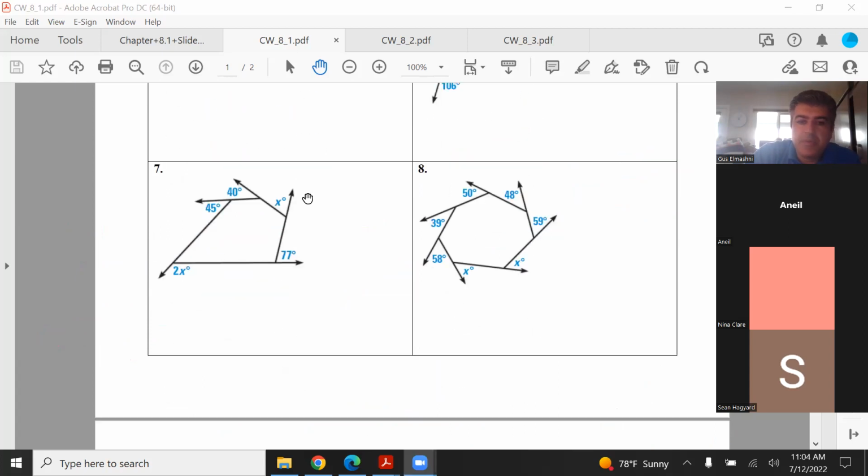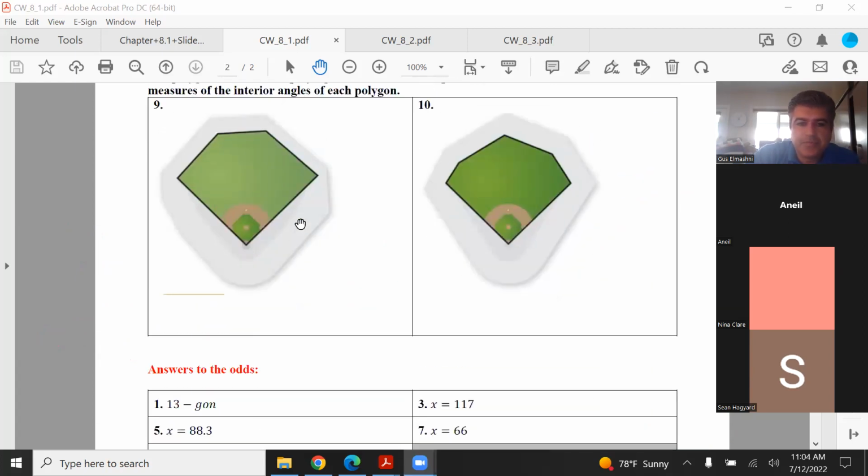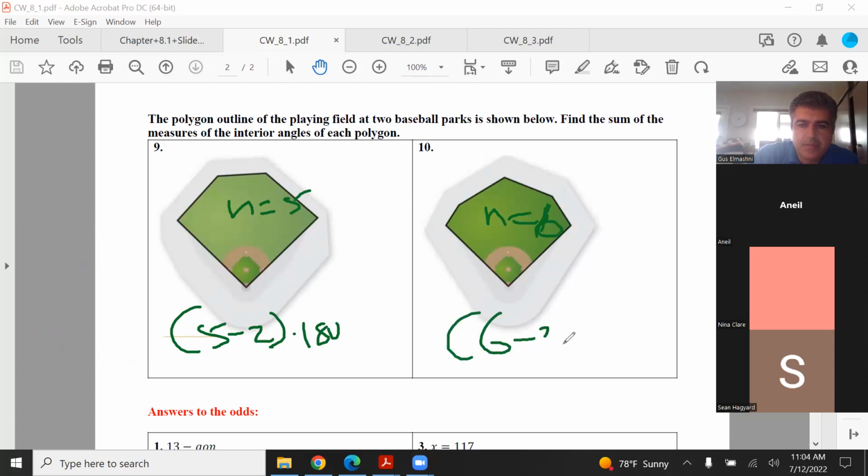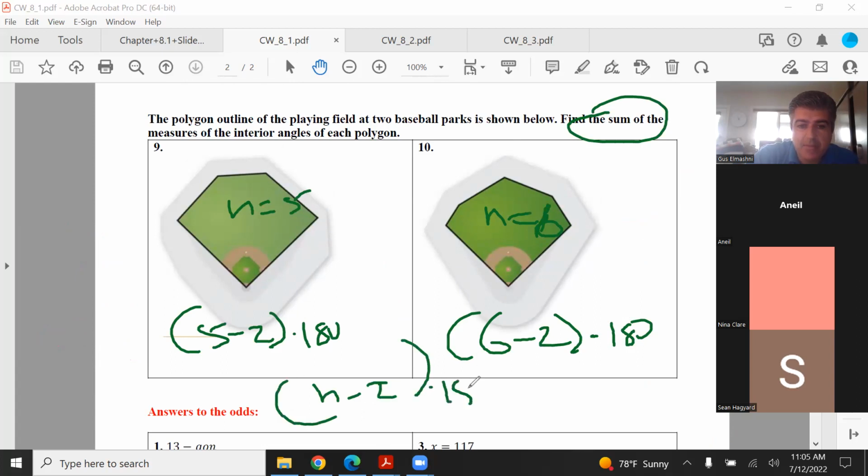So now let's move on to, oh, this one right here. This had 5 sides, so you're just doing this. This has 6 sides, so you're just doing this. Because the question is asking, find the sum of all the interior angles, and remember the formula is n minus 2 times 180, right? So, okie dokie. Hopefully we're okay with all that.